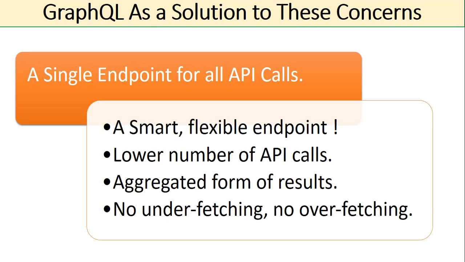The problems that we explained here can be solved using GraphQL, and GraphQL comes as a solution to these problems. The good thing about GraphQL is that it's a single endpoint for all API calls. Usually it is slash graphql. So you don't have to create so many endpoints. You will not end up with a big list of endpoints for your clients to understand and to consume. Rather, you will expose a single endpoint. And now this smart, flexible endpoint is going to handle magically everything that the client is going to request.